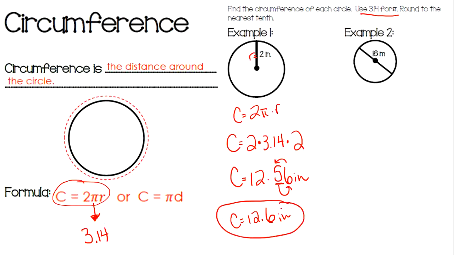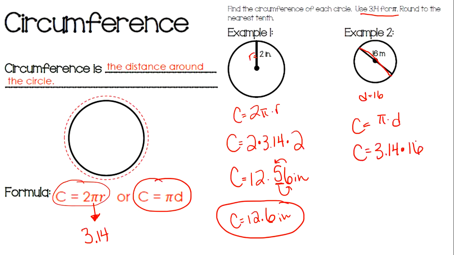Okay? Example number 2, so in this picture they gave me the full diameter now. So 16 is the diameter, so d is equal to 16, which means we're going to use this formula. So circumference is equal to pi times d, and pi is going to be 3.14 times 16. So if you plug into your calculator 3.14 times 16, our circumference is 50.24 inches.